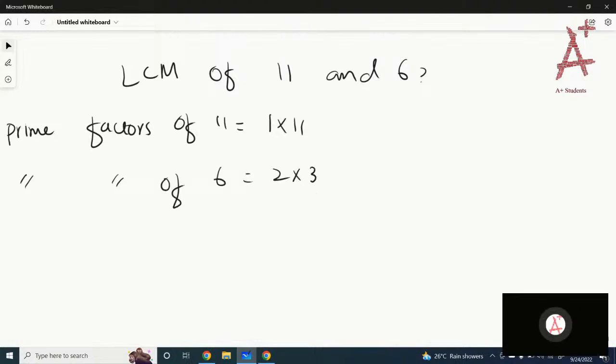Got it? So you don't have any common multiple here. So you have to multiply all the non-common factors. So the LCM is 11 times 1 times 2 times 3. Got it? 11 times 1 is 11, 11 times 2 is 22, and 22 times 3 is 66. So the correct option is 66, and then click on the OK button. Got it?